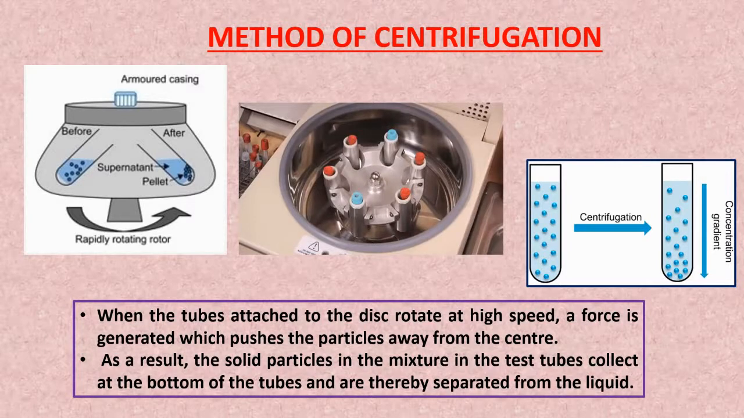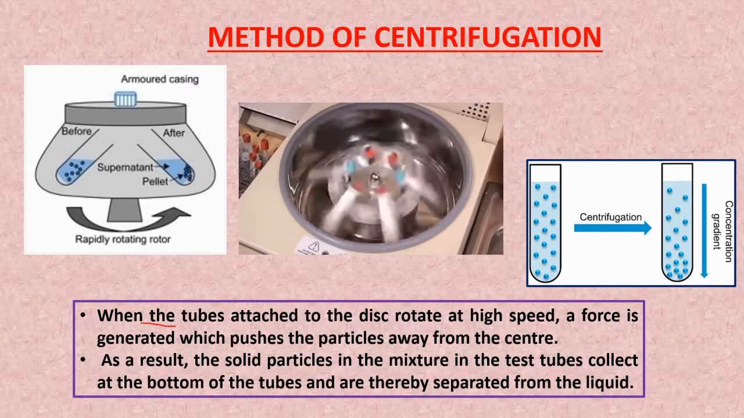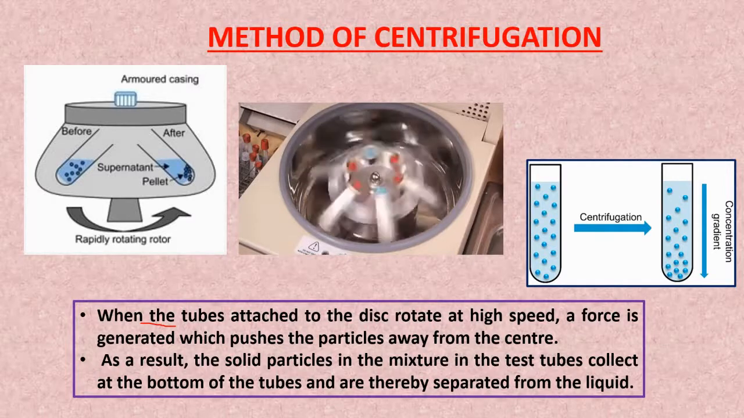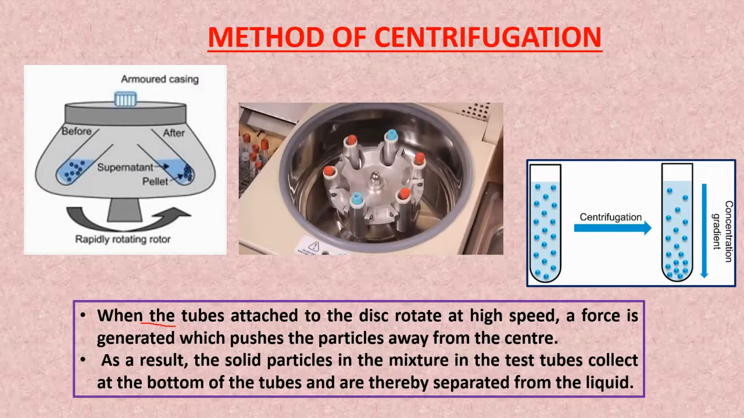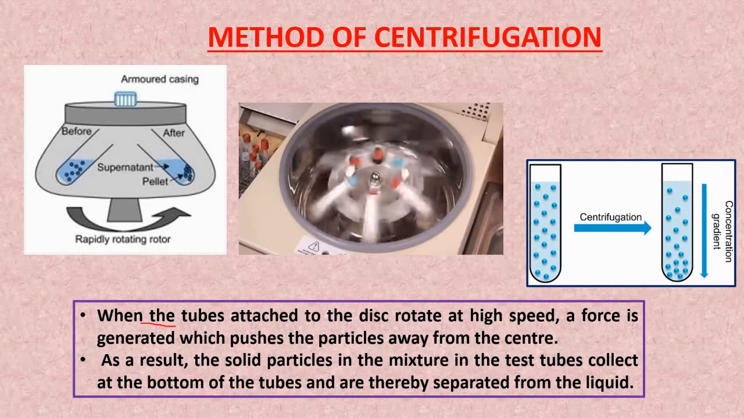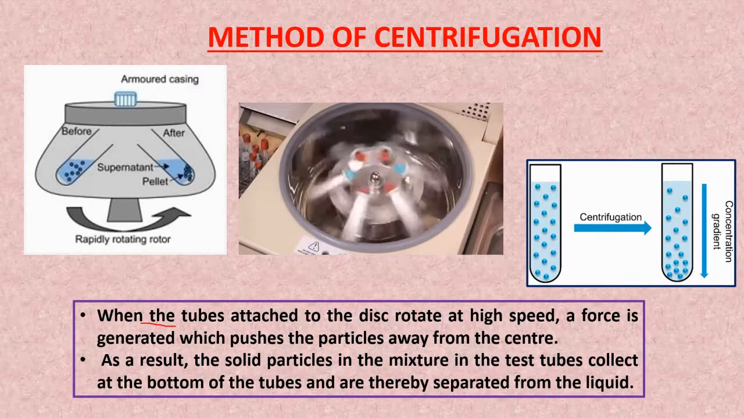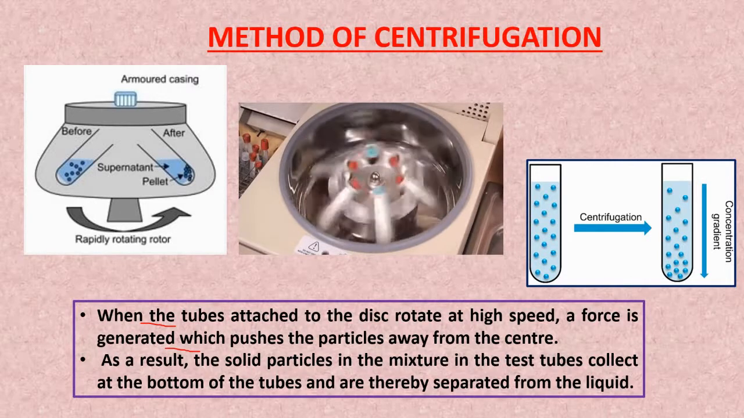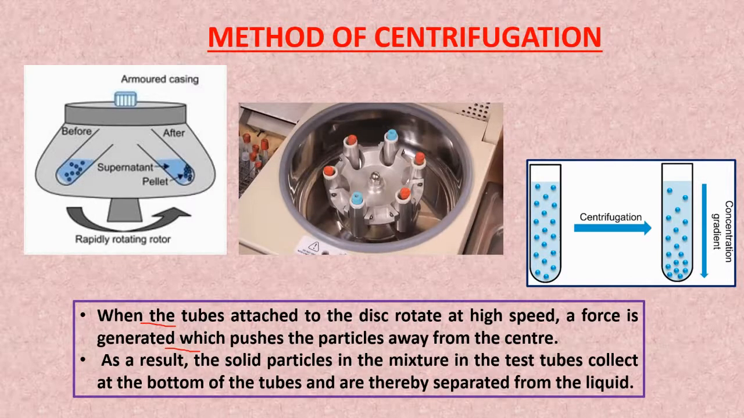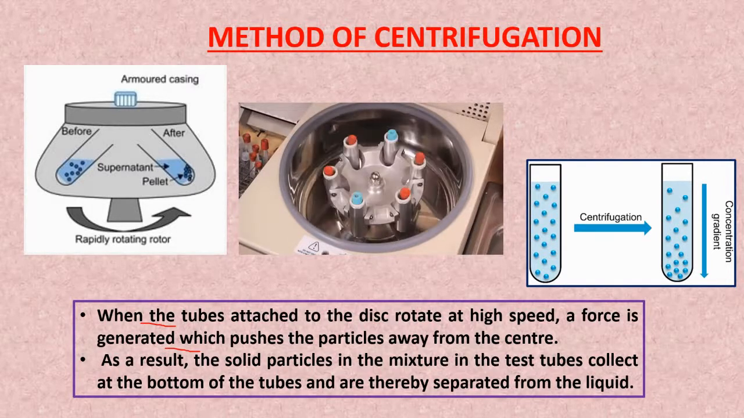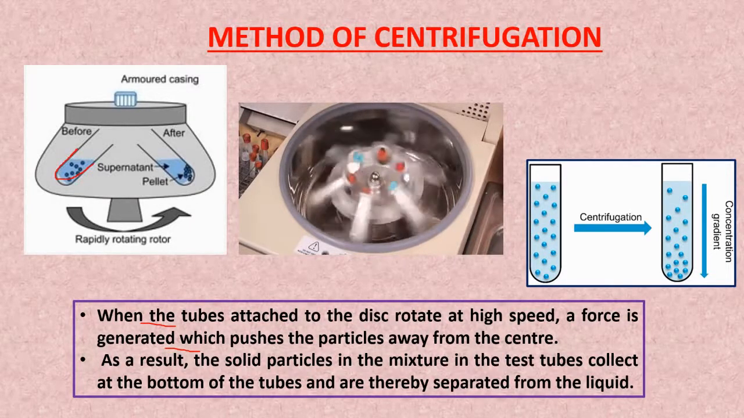A force is generated due to the circular movement of the test tube, and due to this force the particles are pushed away from the center. That means over here we can see that the solid particles are scattered all over the liquid, all over this mixture. So when these test tubes are rotated, these solid particles are pushed away from the center. That means they take the bottom area. Over here I am marking with red color in the first image.